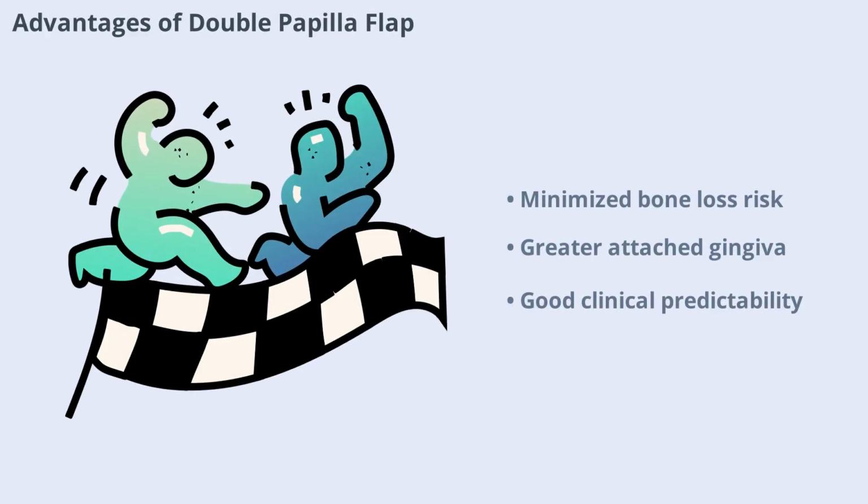The double papilla flap minimizes the risk of alveolar bone loss, as interdental bone is more resistant than radicular bone. Additionally, the papillae usually supply a greater width of attached gingiva compared to the radicular surface of a tooth. The clinical predictability of this procedure is fairly good, making it a reliable option for selected cases. However, the technique is sensitive and requires precise execution.